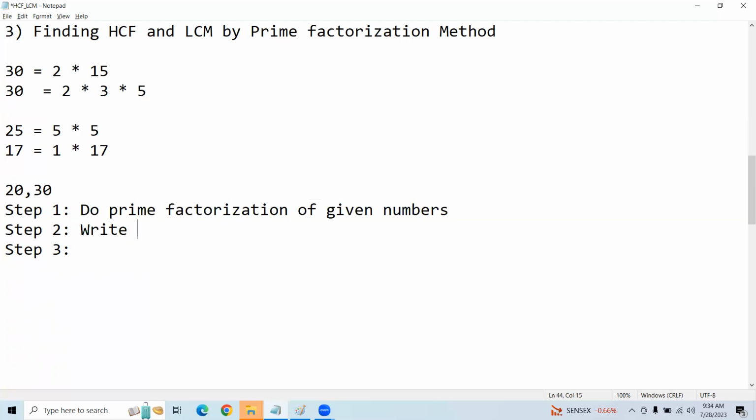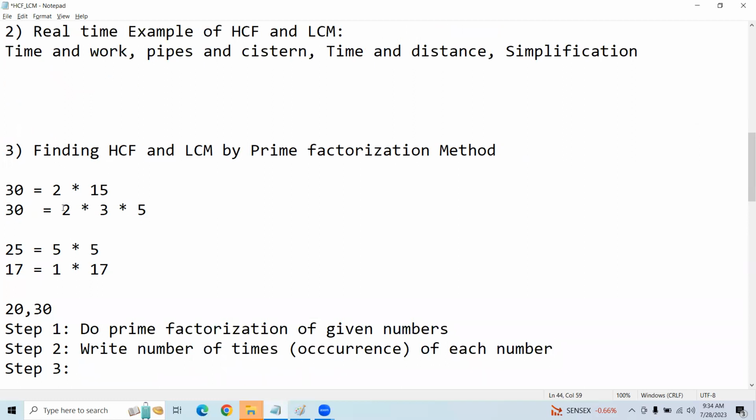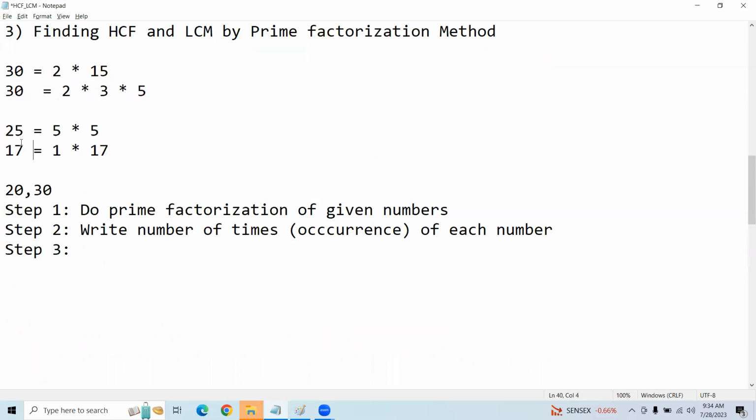Then write the number of times or occurrence of each number. When we say number of times or occurrence, if you look at 30, how many times is 2 coming? 1. How many times is 3 coming? 1. How many times is 5 coming? 1. We always need to refer to the last thing, whatever prime factorization we got. If we see 25, 5 is coming 2 times. So we just need to write 5, and in front of that we write 2 times. Here 1 time, 17 1 time. So how many times that number is coming in that prime factorization, we have to note that.